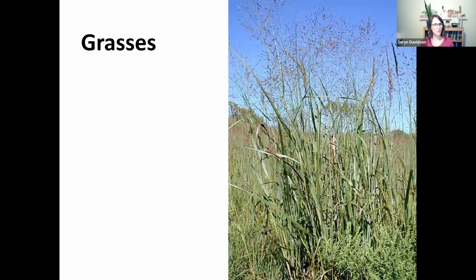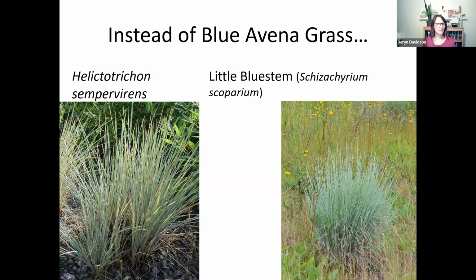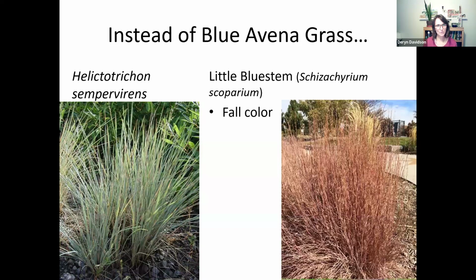All right, now we're going to look at some grasses and grass alternatives. So instead of blue avena grass, we've got little blue stem. You can see a pretty similar look and color there. Little blue stem gets some great fall color. They get pretty poofy individual seed heads, and then they turn this orangey, rusty color in the fall. So again, you get that nice winter interest.